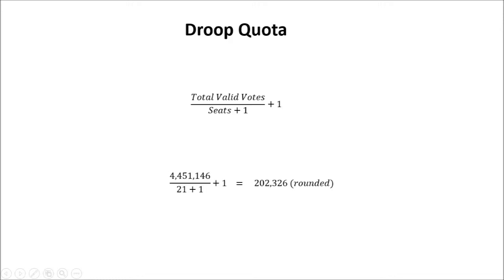So for this year, the 2019 election, the total number of valid votes was 4,451,146. There were 21 seats up for grabs out of the 42 Legislative Council seats, because the Legislative Council has a staggered election, so each election cycle, every 4 years, only half the seats are up for grabs. So 21, half of 42, you add 1 to that, you divide, take that whole number, you add 1, and you get a rounded up number of 202,326. So that's how many votes a candidate needs to get into the Legislative Council in this year, 2019.